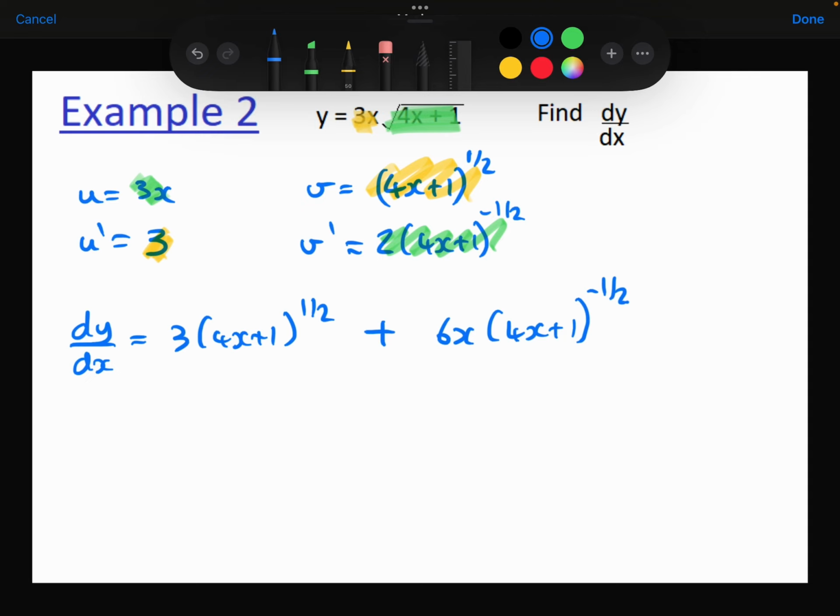But again, like before, it's a little bit messy here. And I notice we've got this 4x plus 1 here that looks kind of similar in both of them. However, I'm not going to factorise in this case because of this negative power. This negative power means I need to take a slightly different approach. Because I know that that negative power means that that 4x plus 1 is actually on the denominator.